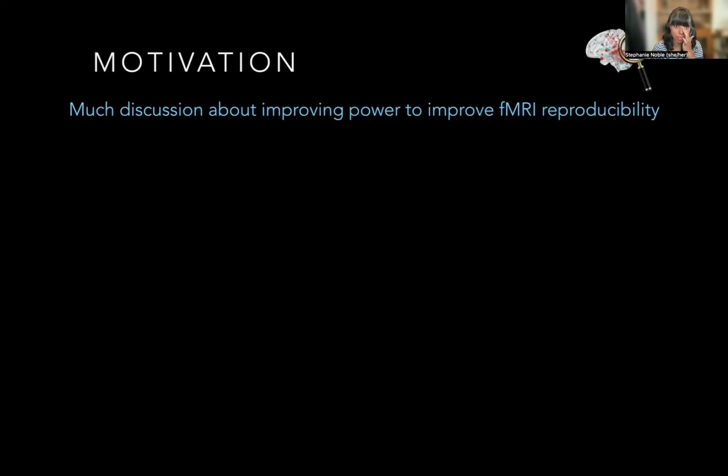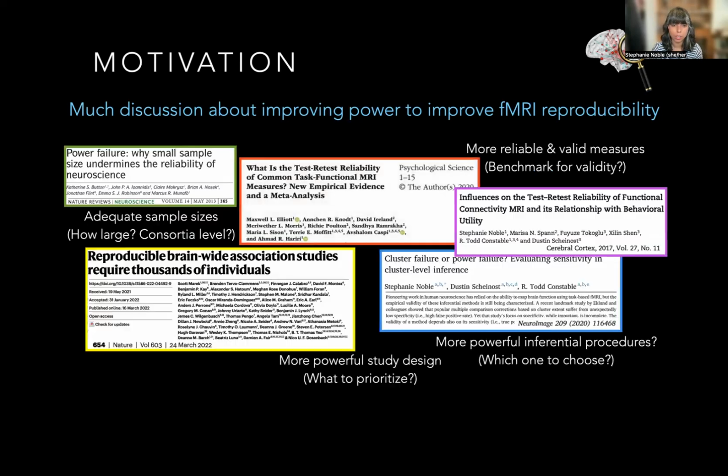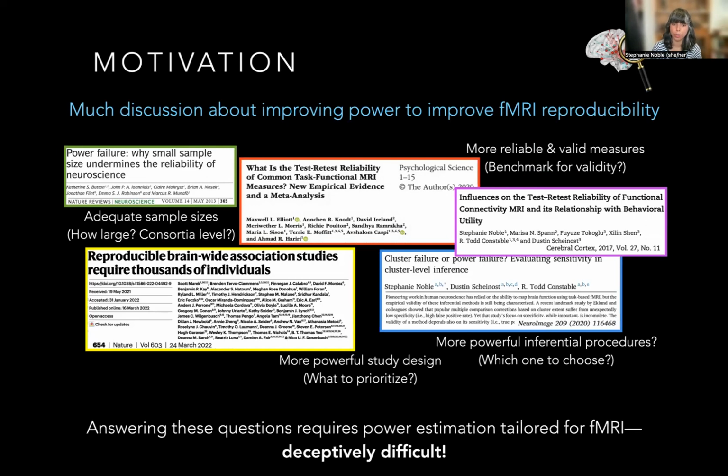There's been a lot of discussion in the field about how we can improve power in order to improve fMRI reproducibility. There are a lot of different angles on this issue, and people have suggested a number of different paths forward. But I think just as we've come up with an avenue forward, this has raised a number of additional questions about how we can actually achieve some of these goals. And a lot of these goals require us to be able to estimate power, specifically in the context of fMRI, which can be deceptively difficult.